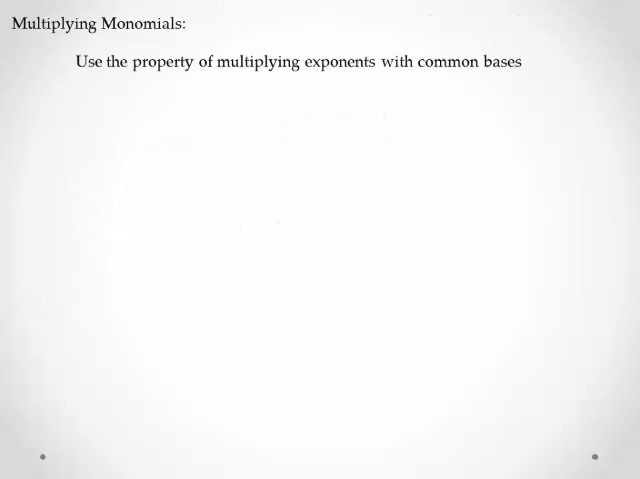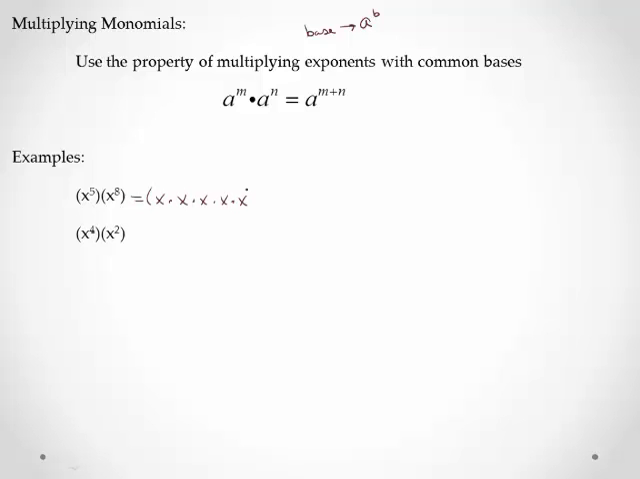Well, when we multiply monomials, we use the property of multiplying exponents with common bases. Now, if you remember, in our first example, a was our base. So if we have a common base and we multiply, we add the exponents. Okay, here's how this works. x to the 5th times x to the 8th is 5 x's. That's x to the 5th, and x to the 8th.